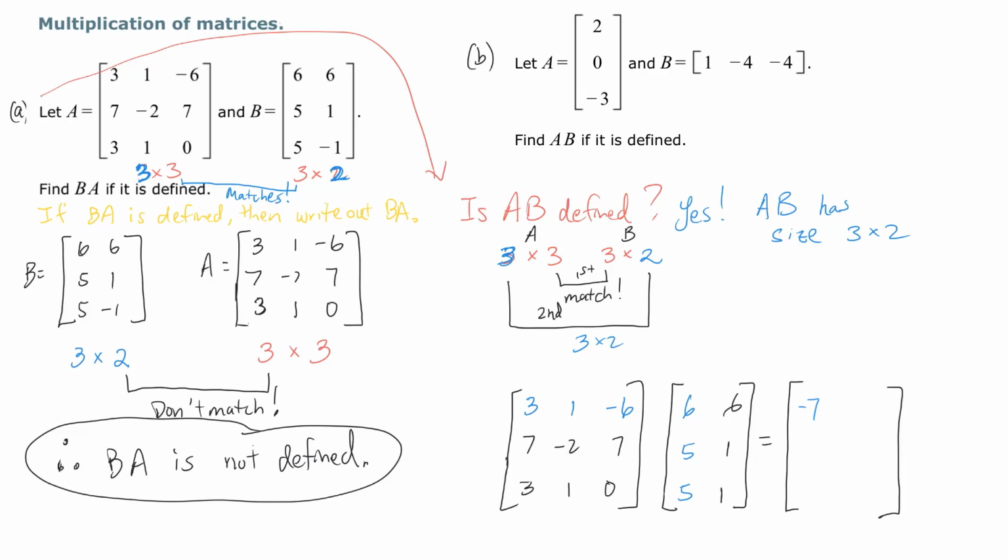If you want me to finish this, I usually do the row first. So the row here, 3, 1, negative 6. And if we want to get this position here of the 3 by 2 matrix, we take this 3, 1, negative 6, and we're going to multiply it to 6, and then add it to 1 times 1, and then add it to 1 times negative 6. Let's see what you get. 18 plus 1 is 19. 19 minus 6 is 13. So right here is 13. I'll leave it up to you to finish this.